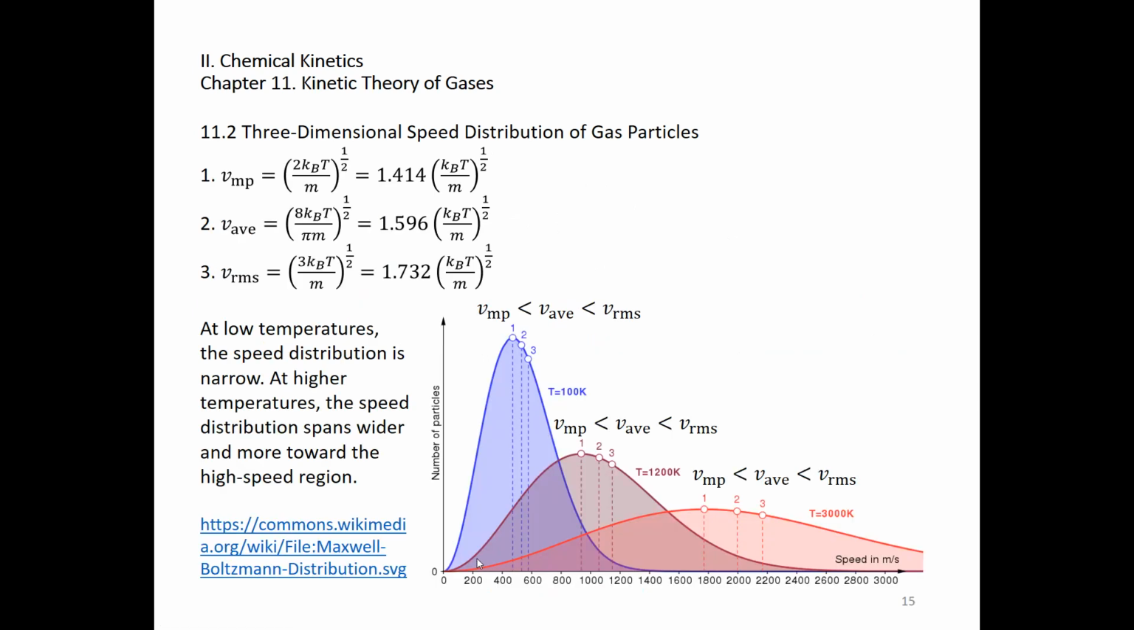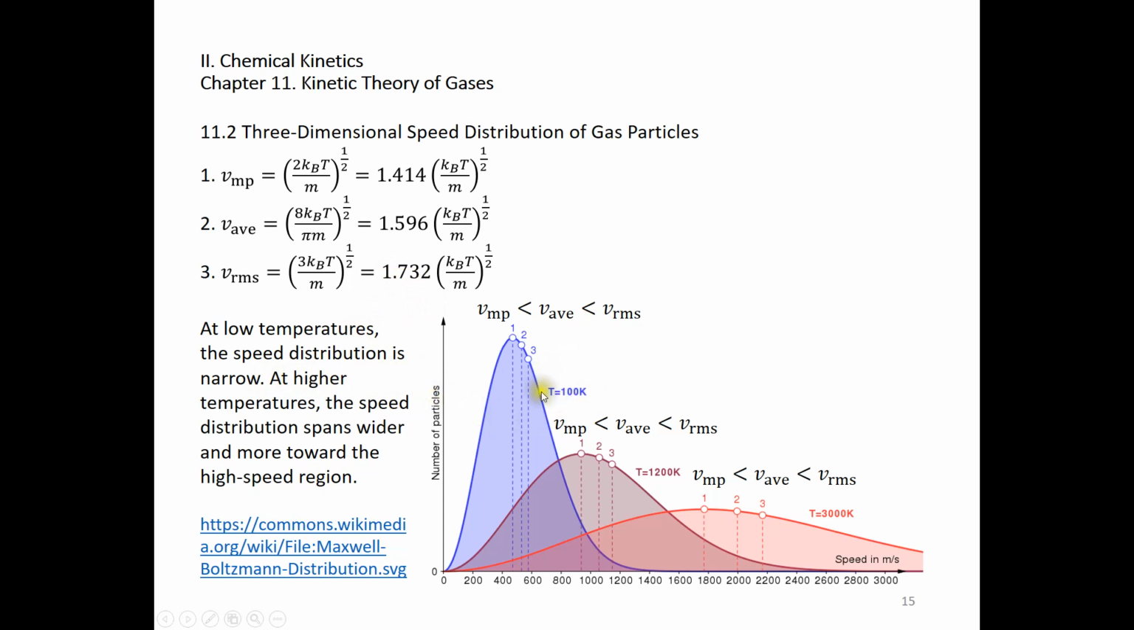Again, let's look at the 3 equations. Most probable, average, root mean squared. They share something in common, which is the square root of kBT over m. They differ by a coefficient: square root of 2, square root of 8 over pi, and square root of 3. They are just 1.414, 1.596, 1.732. And now let's look at some distributions of the speed at different temperatures.